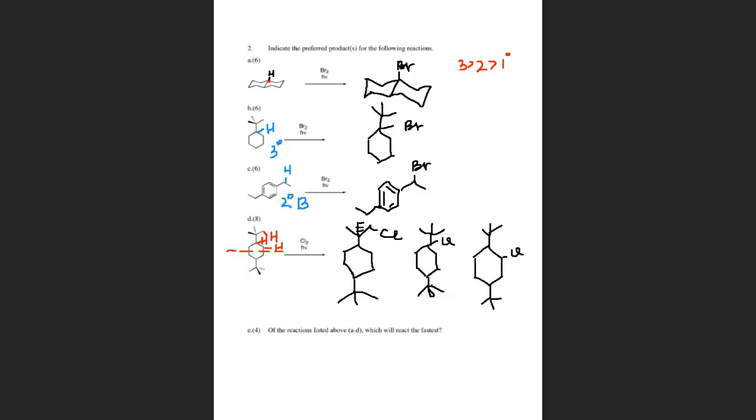I'm hoping that makes okay. It makes sense. All right, so now let's just keep going. It says of the reactions listed above, which will react the fastest. Remember, because chlorine is less selective and it's just easier to react with, chlorine is going to be the faster reaction. So it's actually going to be D.